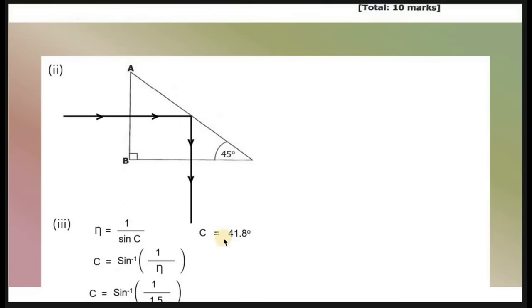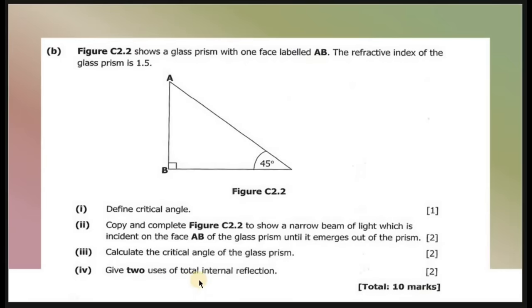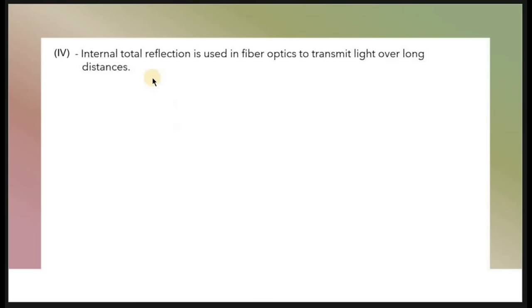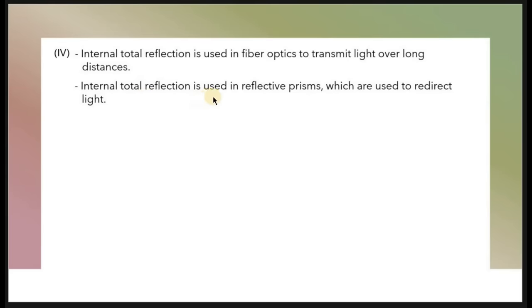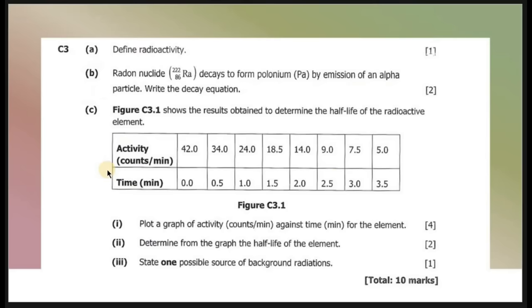Then next, give two uses of total internal reflection. One, total internal reflection is used in fiber optics to transmit light over long distances. Two, total internal reflection is used in reflecting prisms, which are used to redirect light. Also, refractors use total internal reflection, where light is redirected. Okay. Then let's look at the last question.